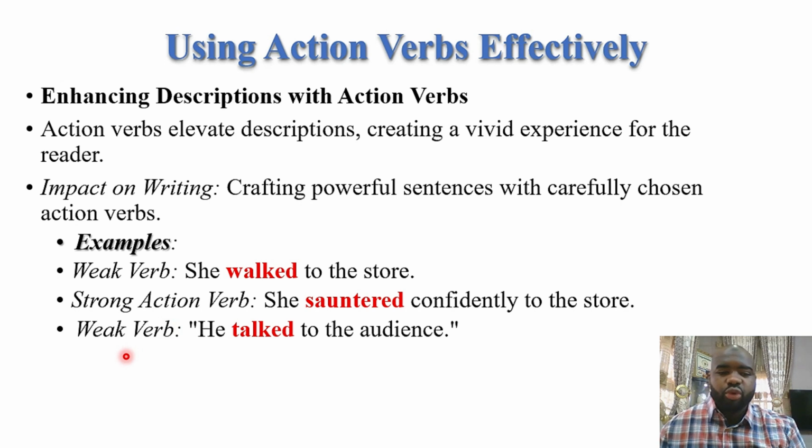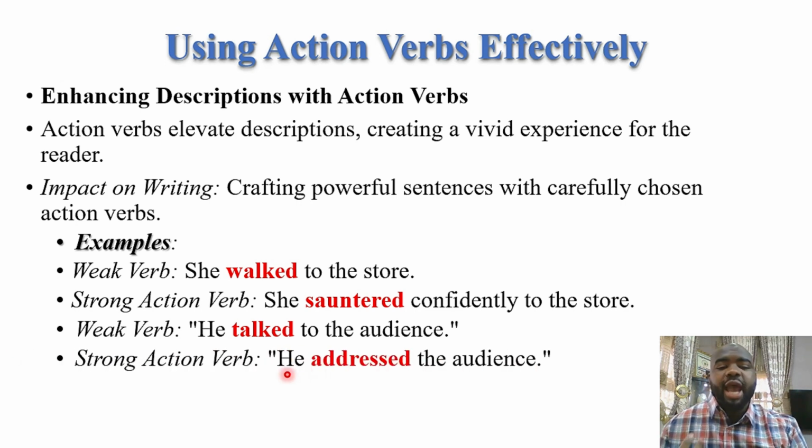Also another weak verb: he talked to the audience. How did he talk to them? He addressed them. Strong verb. He addressed the audience, meaning what? Talking here means conversation, sort of. But here, addressed the audience. He gave them maybe a speech. He delivered a message.